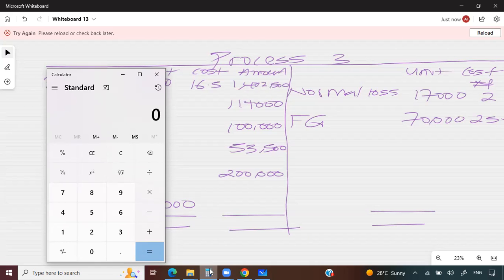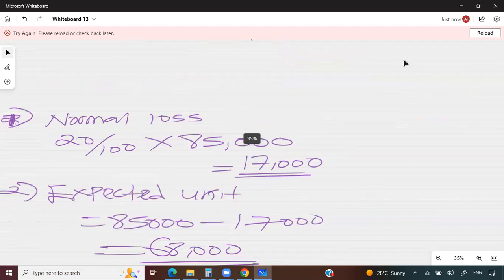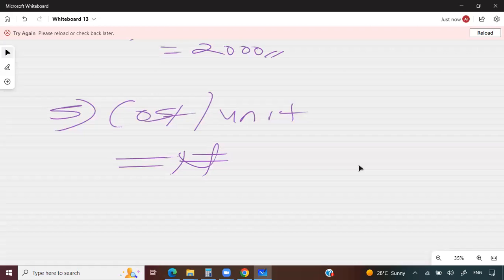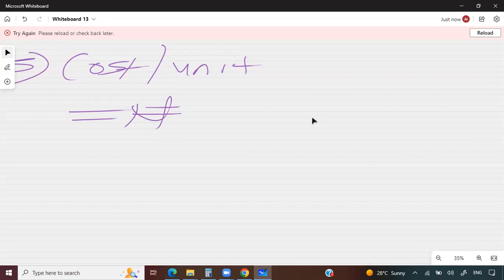Well, let me check again. 1,402,500 plus 114,000 plus 100,000 plus 53,500 and plus 200,000. So we have 1,870,000. That is the cost. So I will write this now. 1,870,000.